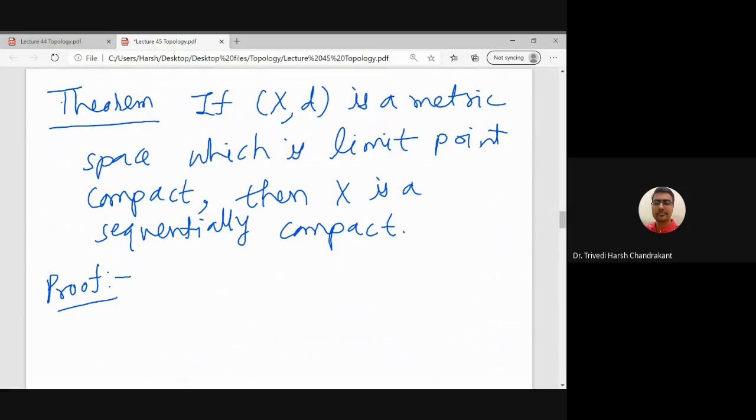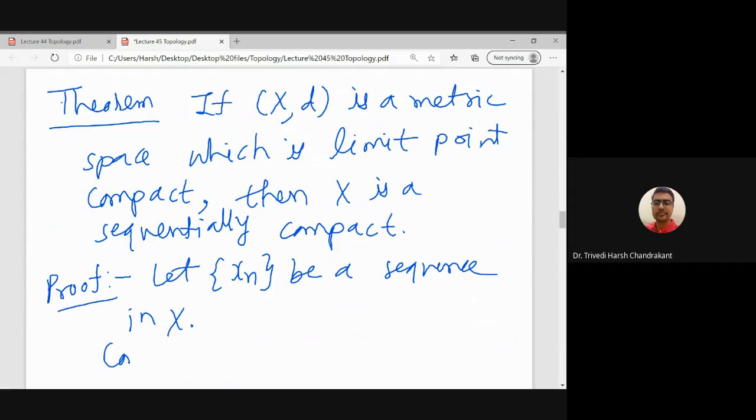So what is given is that X is a metric space which is limit point compact, and we want to show that X is sequentially compact. To prove X is sequentially compact, we have to start with a sequence, and we need to prove that it has a convergent subsequence. So let xn be a sequence in the metric space X. Now we want to use the hypothesis that X is limit point compact, and to use limit point compactness we need to consider an infinite set. Every infinite subset of a limit point compact space has a limit point. So using the sequence we can consider an infinite set which contains all the elements of the sequence, right?